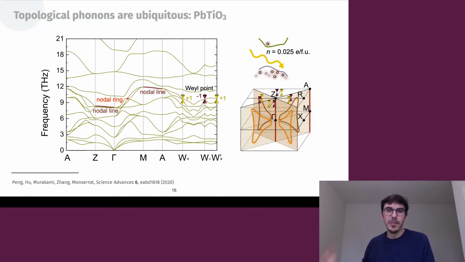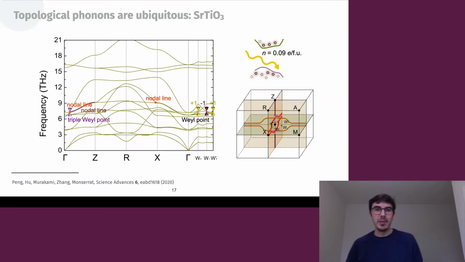And here I just have a survey of a few examples of that. So here I have lead titanate, another well-known perovskite oxide, which again exhibits a range of Weyl points, nodal lines, and nodal rings. But if you look at, for example, the Brillouin zone on the right, you can see that the features are rather different from those that we had in barium titanate. And we've done the same with strontium titanate, where again we have somewhat different features to those of barium titanate and lead titanate. So this is just to show that we think that topological phonons are probably ubiquitous in most materials, and not only that, but you can access them because of the bosonic nature of phonon excitations.